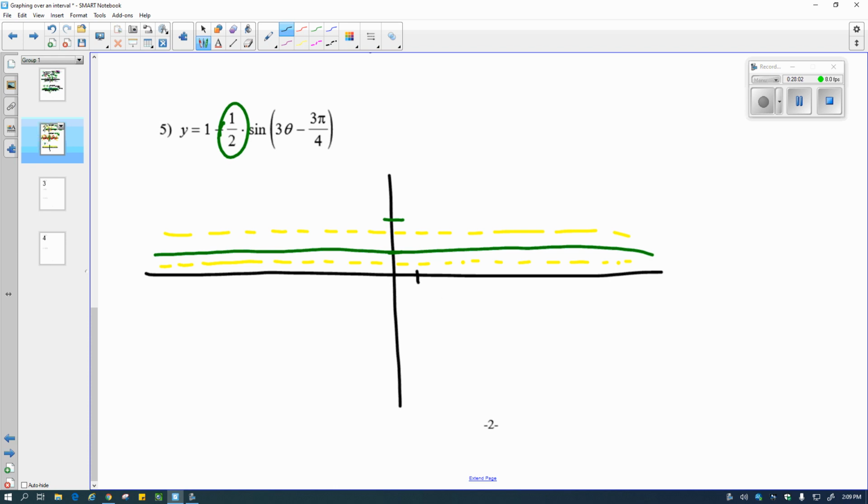So 1, 2, 3, 4, that would be my first graph, and that would end at 2 pi over 3. That comes from that number. So this would be 2 pi over 3. Then 1, stop, I hate when it does that. Okay, so I have to erase that and get that filled back in. Sorry about that.